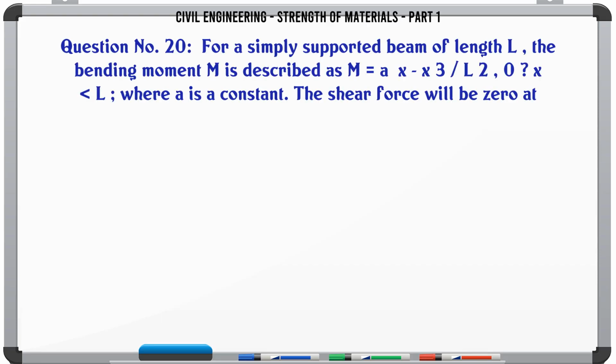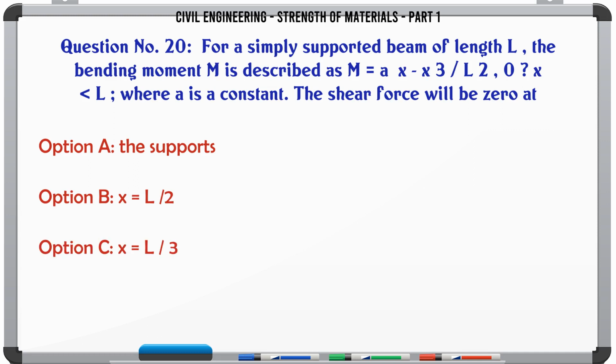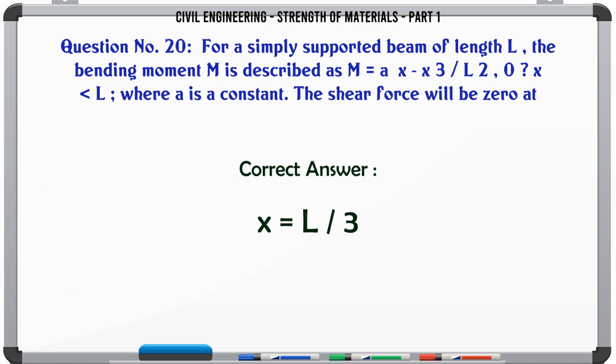For a simply supported beam of length L, the bending moment M is described as M = A(x - x³/L²), 0 ≤ x ≤ L, where A is a constant. The shear force will be 0 at the supports: (a) x = L/2, (b) x = L/√3, (c) x = L/3, (d) x = L/3. The correct answer is x = L/√3.